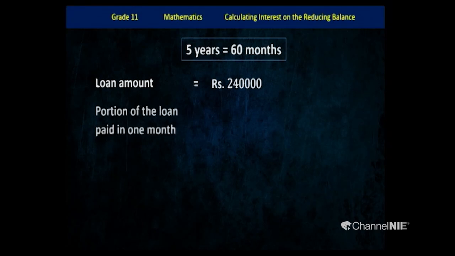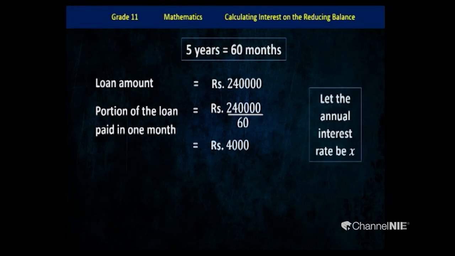Let's see the portion of the loan paid in 1 month. You can find it. 240,000 is the loan, and this loan should be paid in 60 months. Divide 240,000 by 60. When you divide 240,000 by 60, your answer is 4,000 rupees.